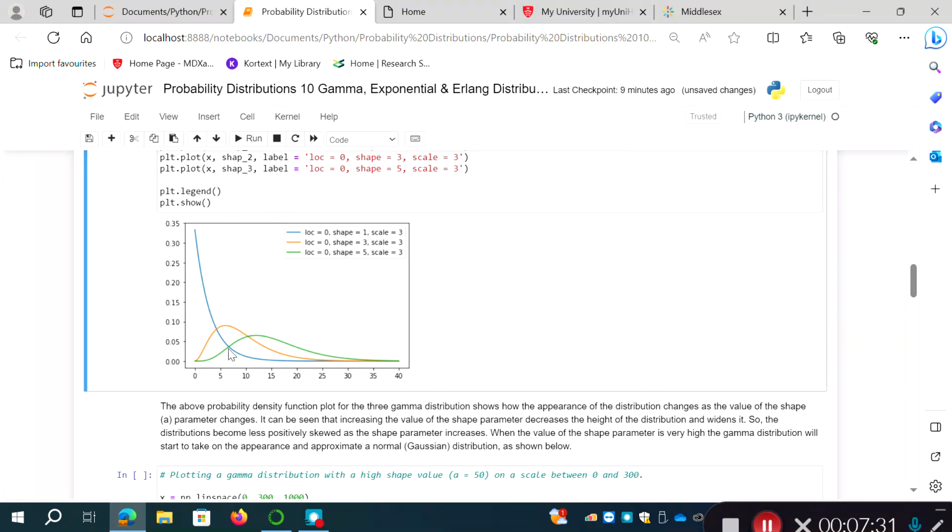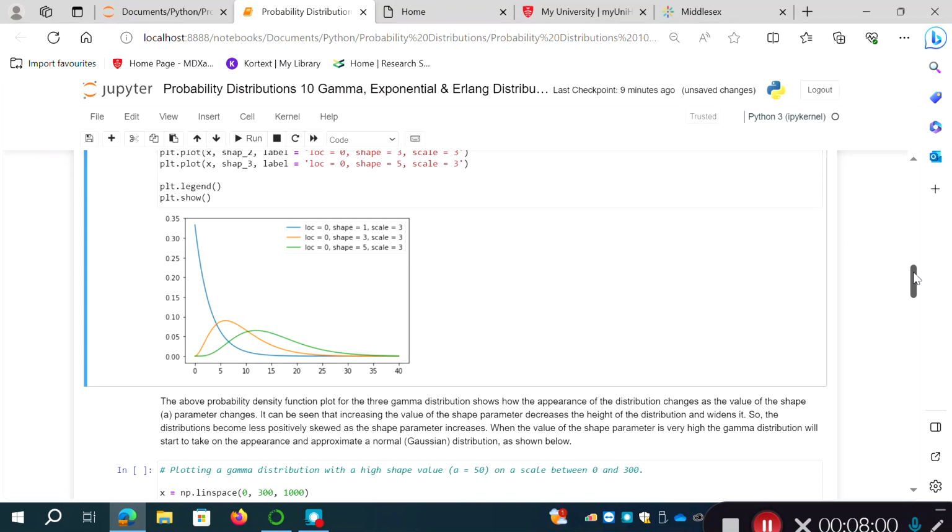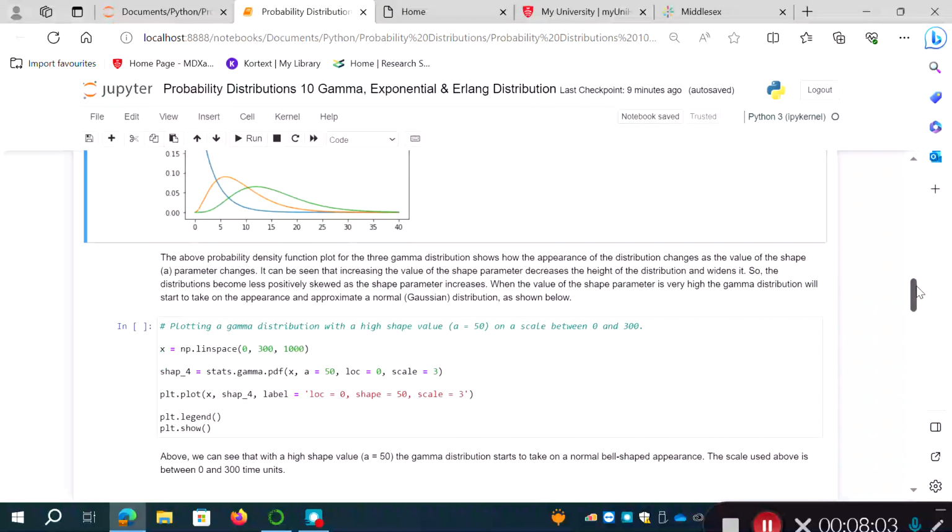When we increase the shape to 3, this orange line, the peak is much lower, so the probabilities are much lower, but you still have this positively skewed distribution. When we increase the shape to 5 for the green, it lowers the peak again and makes it more spread out, and it shifts the distribution this way. And you can already see if you kept increasing the shape, this would keep going and start to look more like a normal or Gaussian distribution.